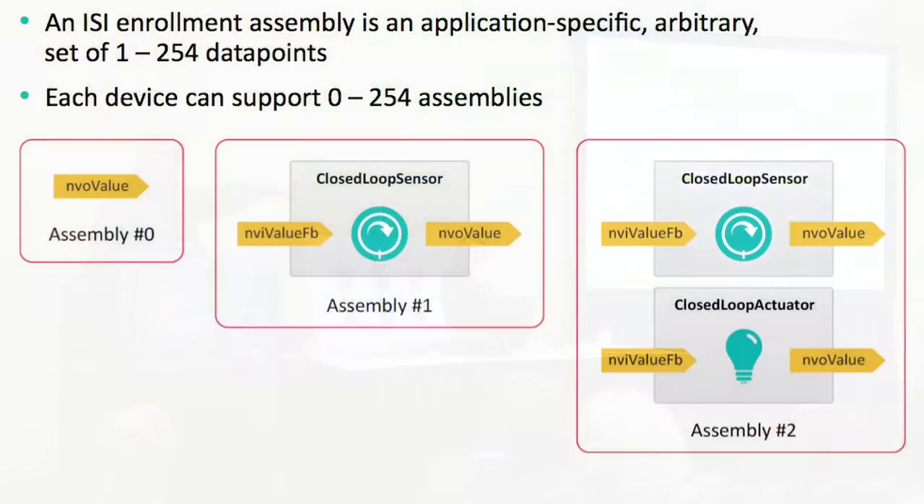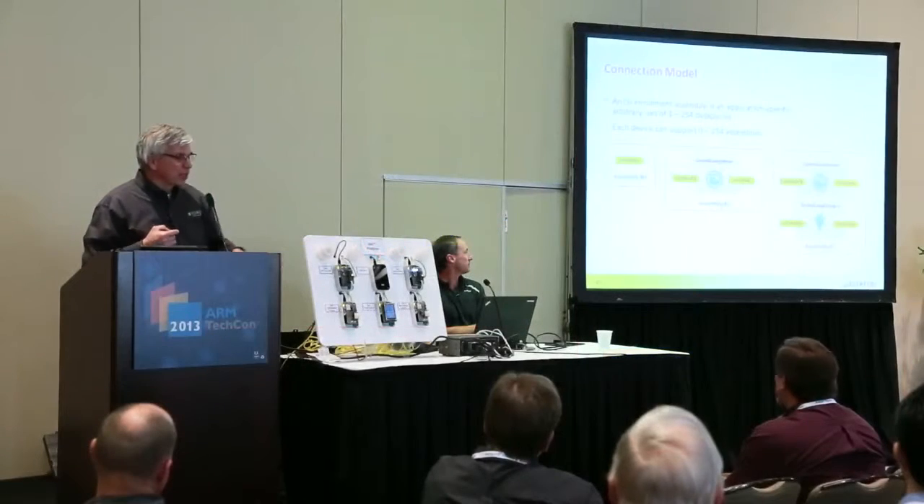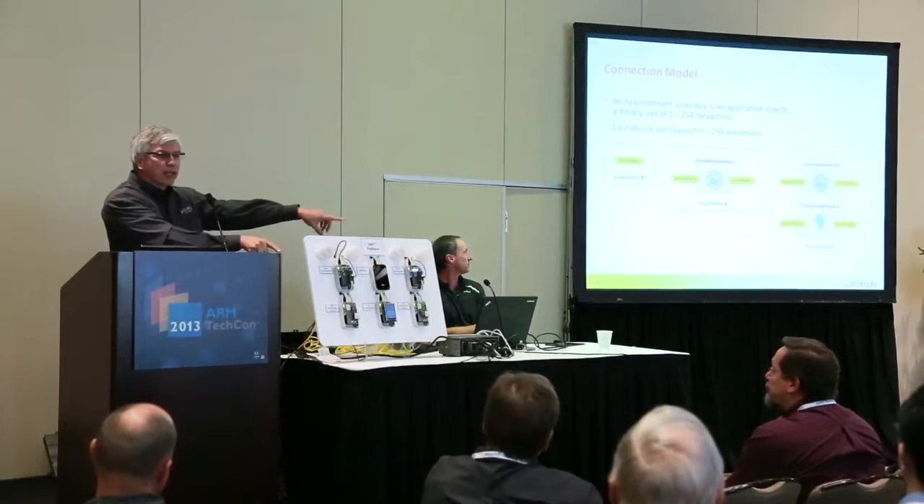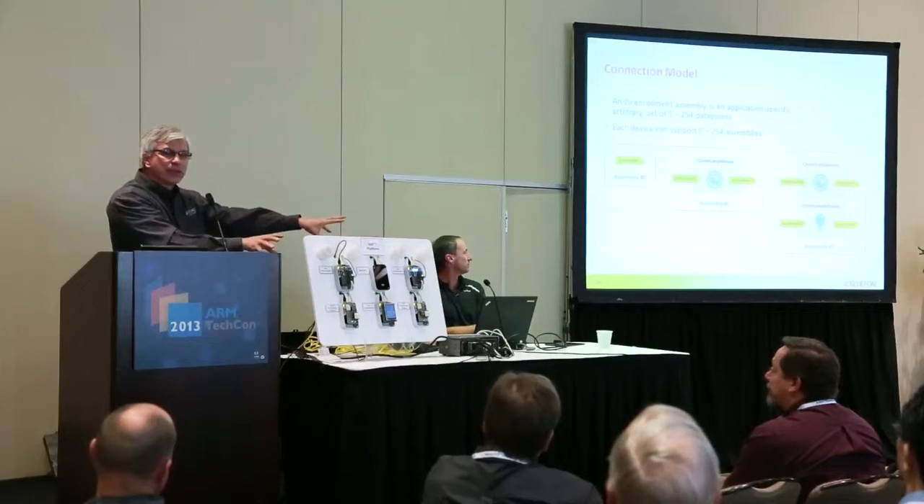So the first one is just very simple, just an output value. That could be the power output from the light, for example. Right? Or it could be a closed loop sensor. So a closed loop sensor is something that both receives an input and produces an output. And we have an example of that here with the occupancy sensor. Right? So we have 2 occupancy sensors on this board on 2 different devices.